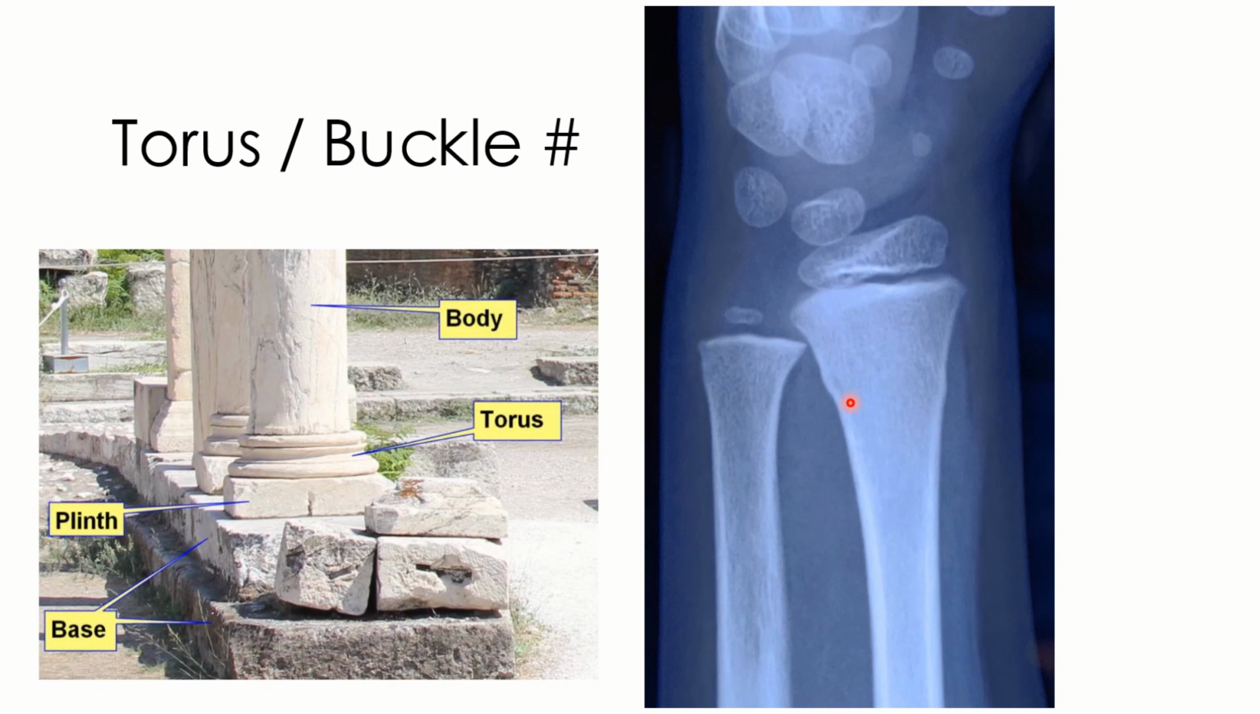Now, the term torus is derived from a Latin word meaning protuberance. In Greek architecture, it resembles the appearance of the column. There would be a base, there would be a plinth, and the third thing here is the torus, followed by the body. This is the architecture of the Greek pillar. So this part of the Greek pillar is called the torus, from which the term is derived for this fracture.